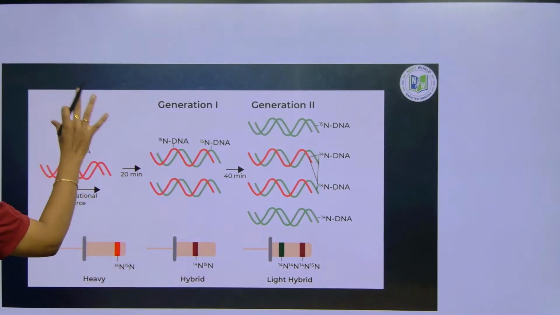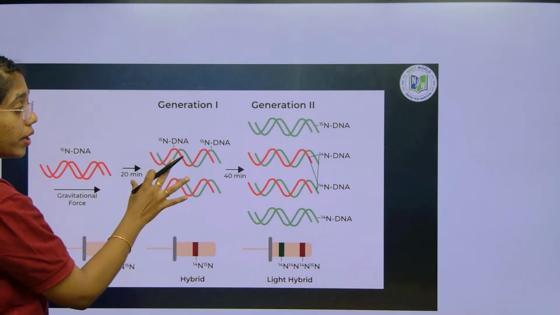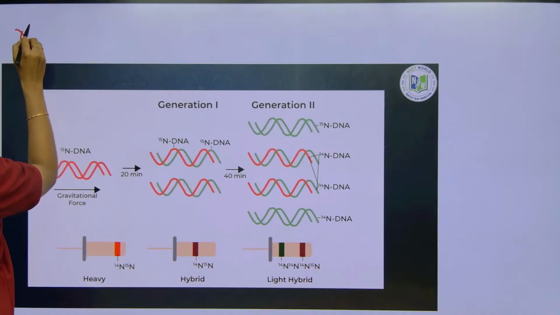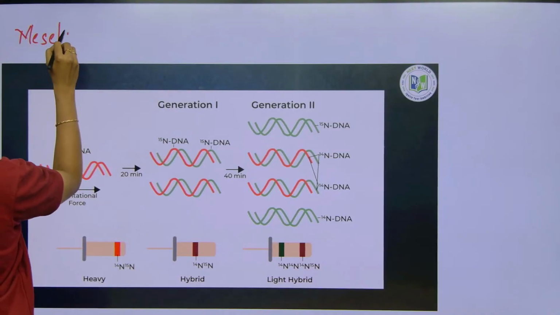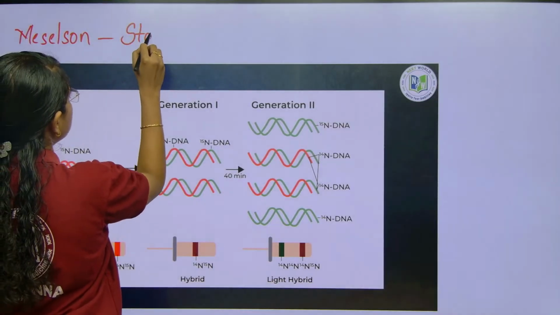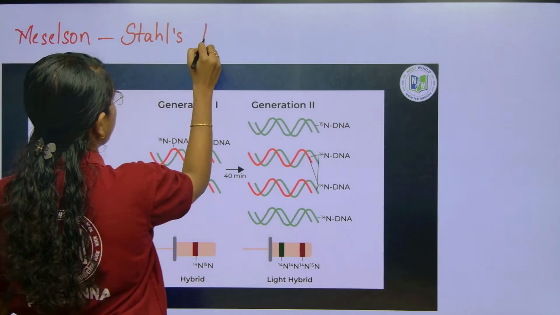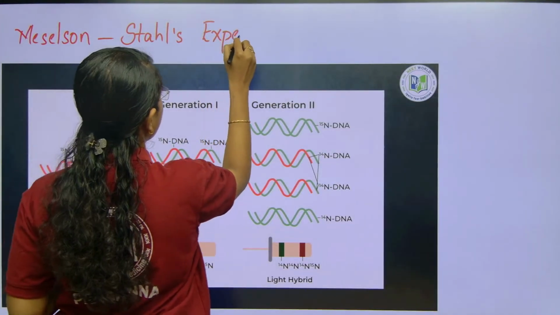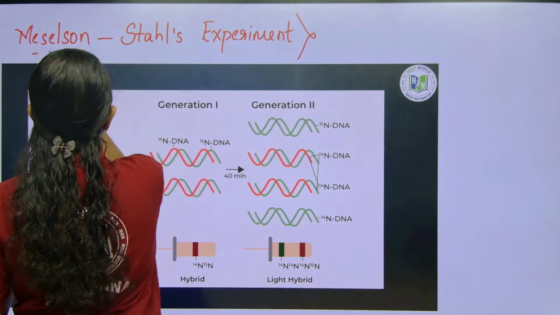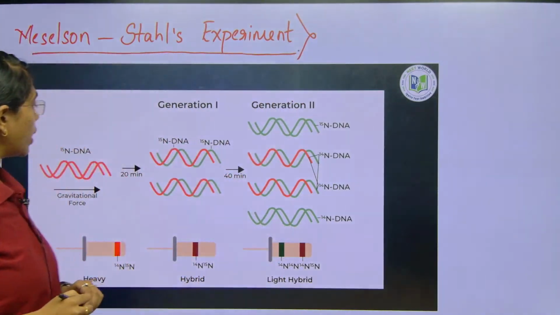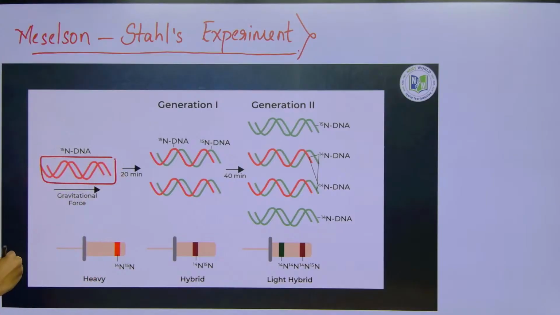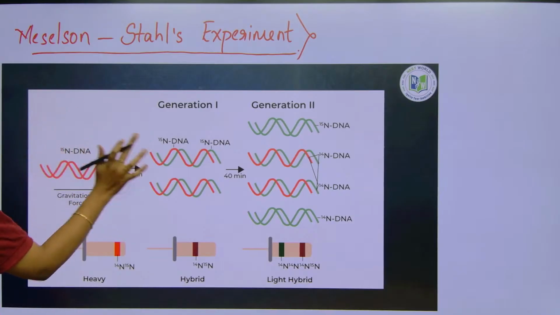So, the fourth experiment that you are going to learn from this chapter is Meselson and Stahl's experiment. Here, if you see the parental DNA strand, this is from Escherichia coli.